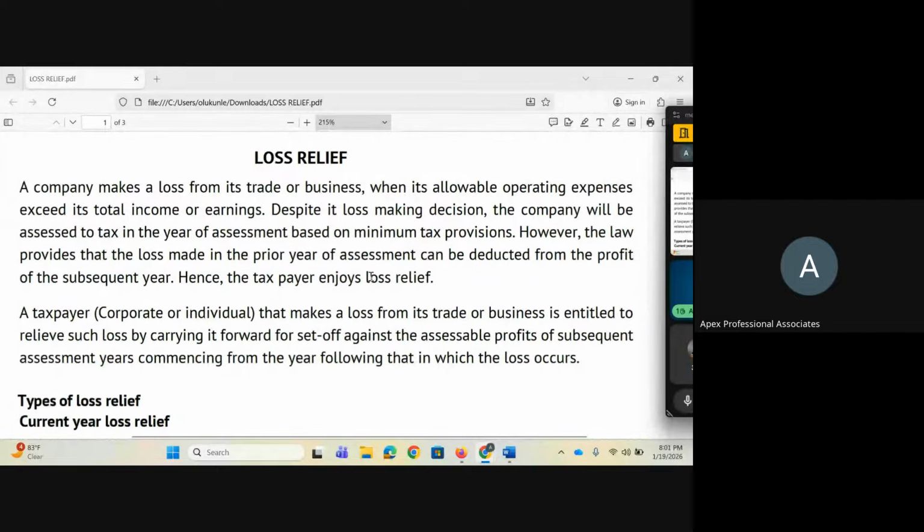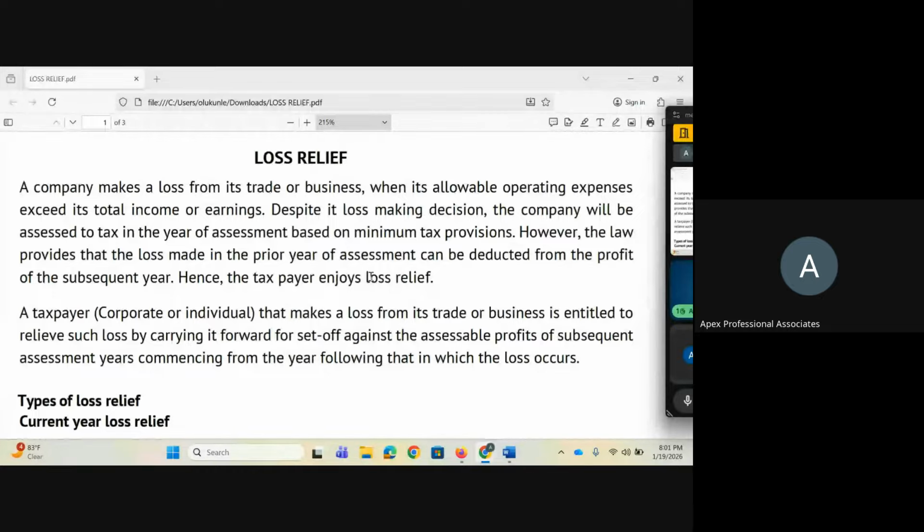So what we're saying in essence is that, let me put numbers to it to make it make sense. If in 2024 you make a loss and in 2025 you make a profit, in 2024 you pay tax on that, a small amount of tax, the minimum tax provision. Then in 2025, we will reduce the profit you make in 2025 by the loss. That's the idea of loss relief.